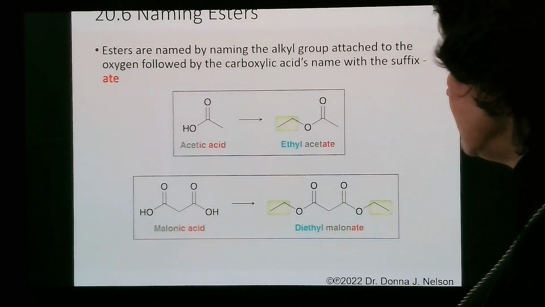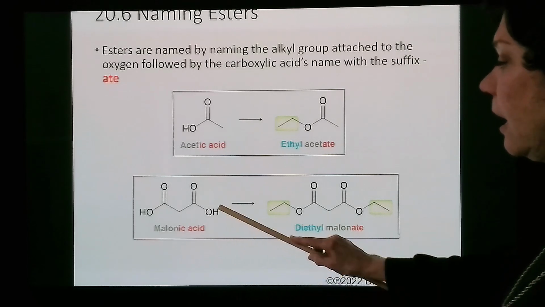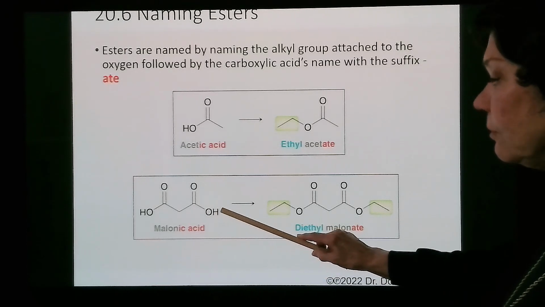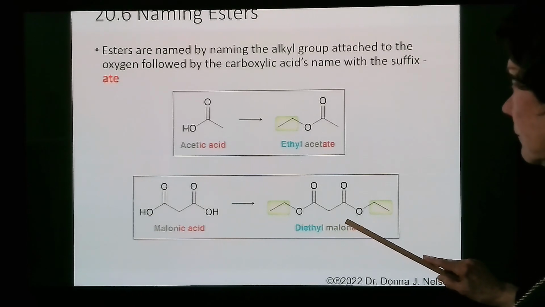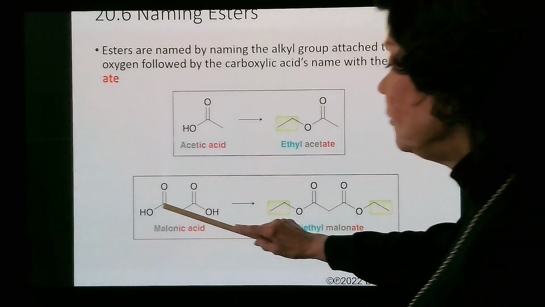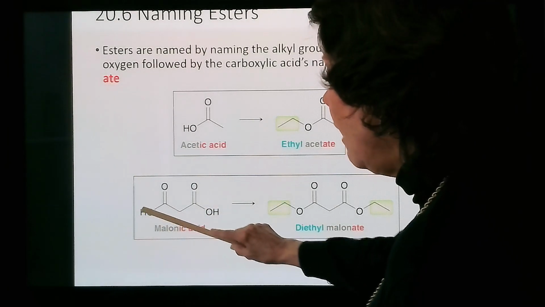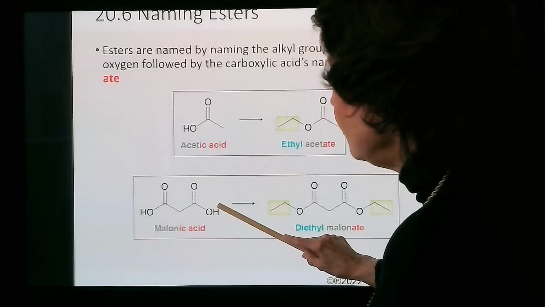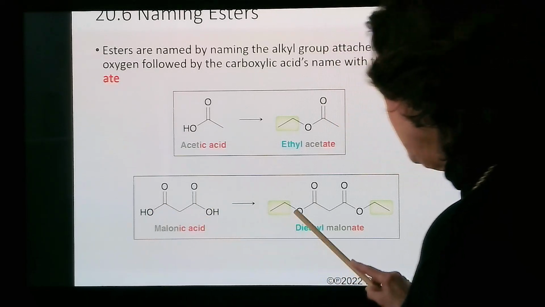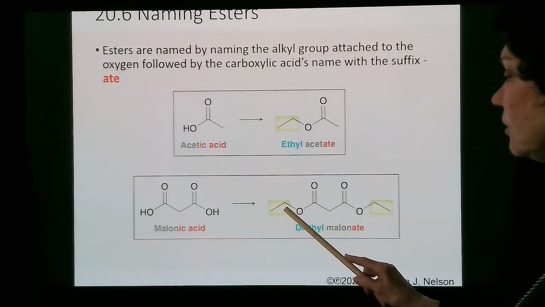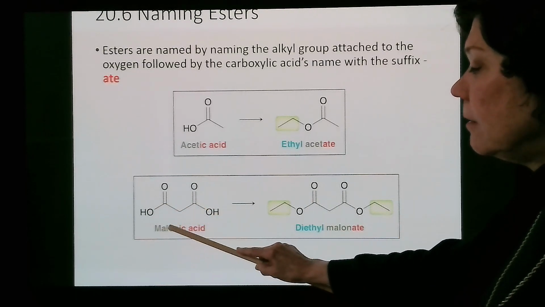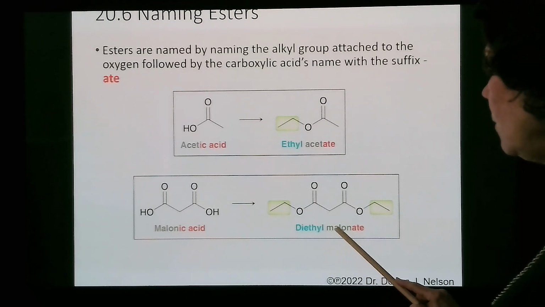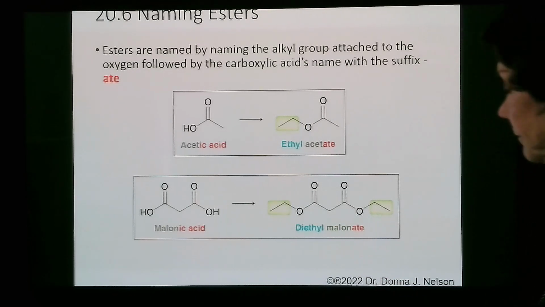Malonic acid, so this is a symmetrical diester that is being formed, and so both of the protons that are attached to oxygen are being replaced by ethyl, so this is named diethyl malonate. The malonic acid is switched to malonate.